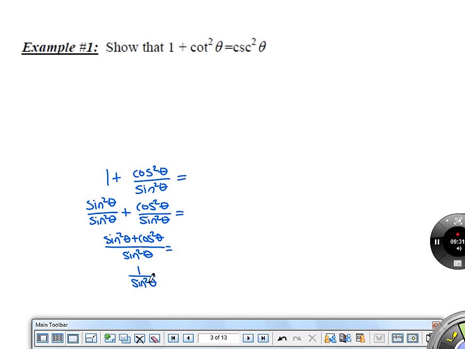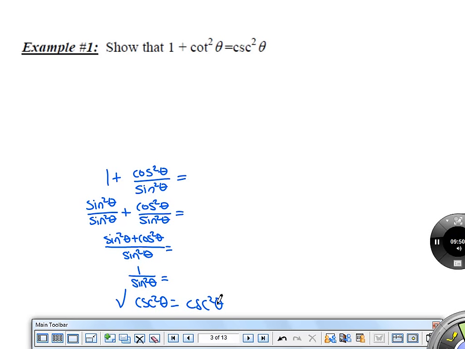So I have 1 over sine squared of theta. What is 1 over the sine of theta? Cosecant of theta, and this just happens to be its square. So I now have the cosecant squared of theta. I am done. I made it equal to the other side.